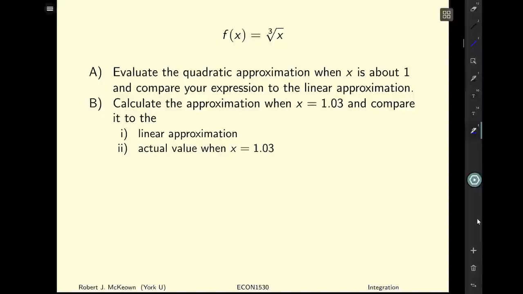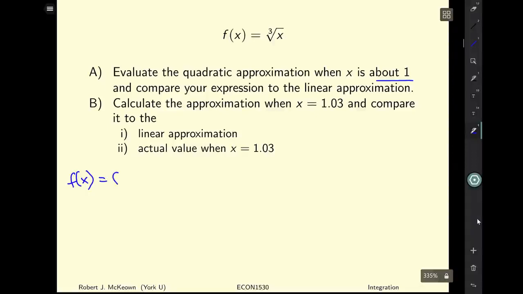Here's our first example. We have a function which is the cube root of x. Now in part A, we are asked to evaluate the quadratic approximation when x is about 1, and then compare our expression to the linear approximation. We haven't been given a value for x. We are given 1.03, but that's for part B. So in A, we're just going to do the quadratic approximation about x equal to 1, or A equal to 1.